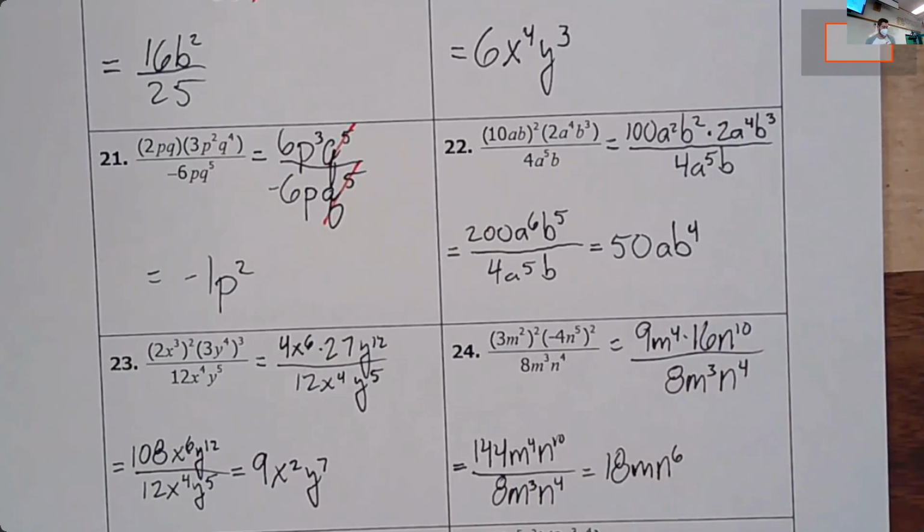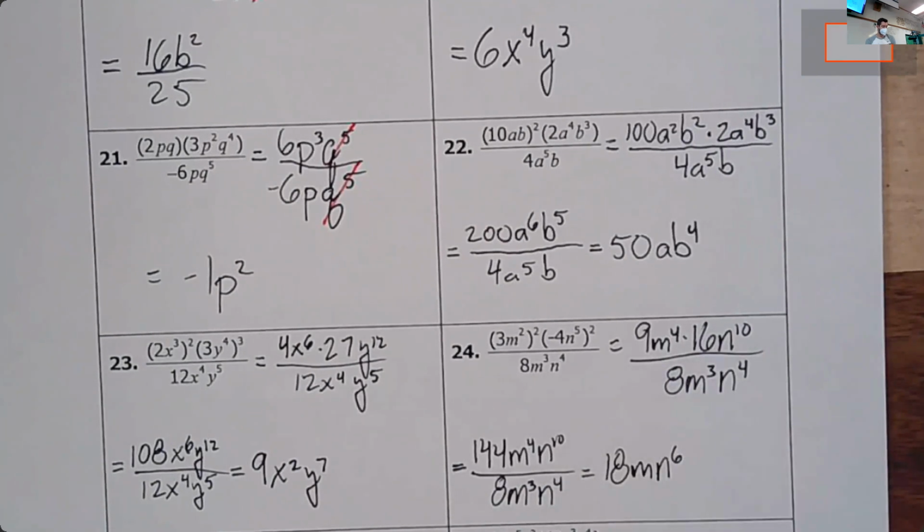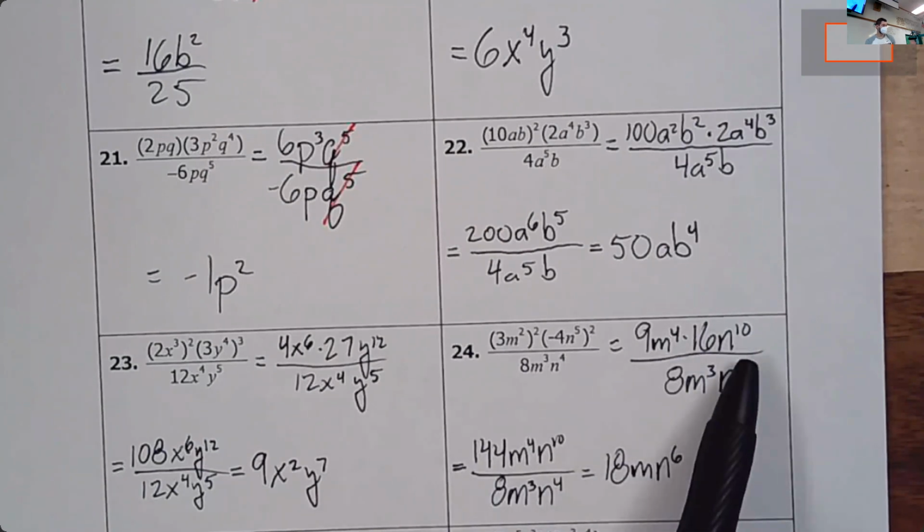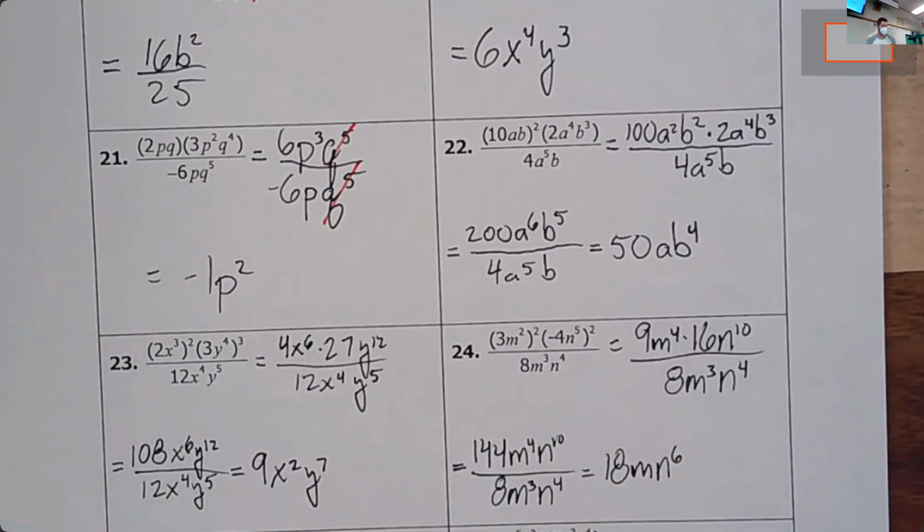Then we use the product rule again, so multiply everything on the numerator. 9 times 16 is 144. And again, we have two separate variables altogether, so there's no adding of exponents on the numerator. And just like the last problem, the denominator stays the same through those first two steps as well.